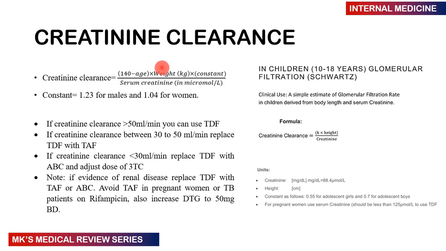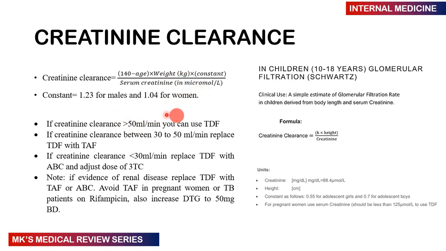So here's how to calculate the creatinine clearance, because you have been seeing that all along with your tenofovir and with your zidovudine. So our creatinine clearance formula is as follows. 140 minus the age. So suppose someone is 30 years, so 140 minus 30, multiplied by their weight, multiplied by a constant depending on whether they are male or female, then divided by the serum creatinine in micromoles per liter.